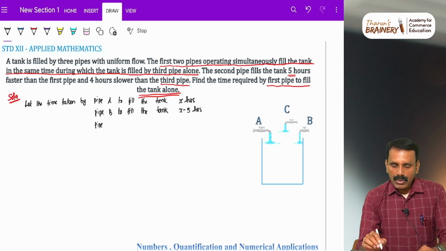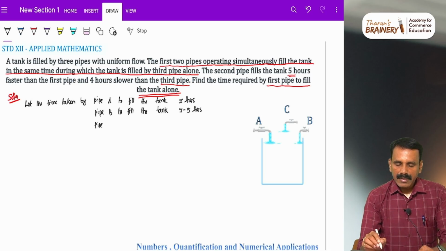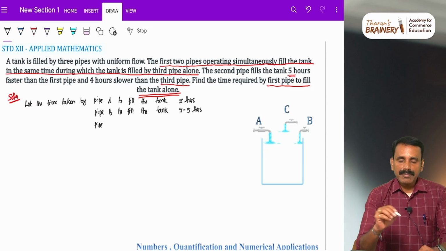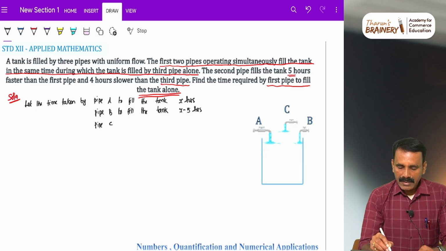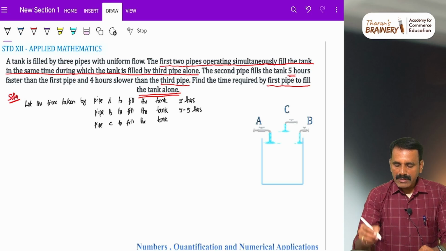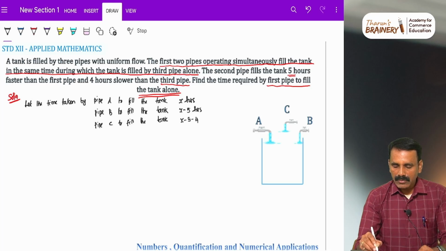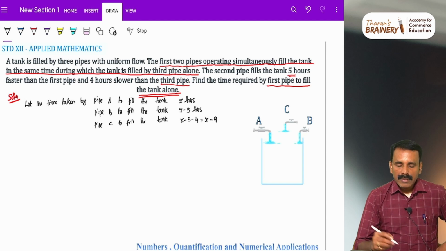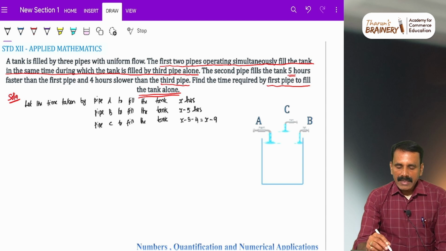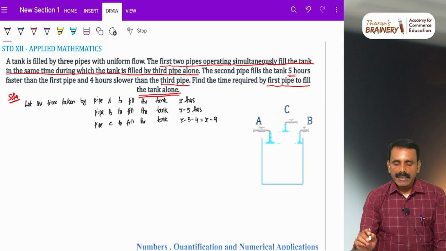And pipe B is slower than pipe C, which means pipe C is faster than pipe B. So, pipe C fills the tank in 4 hours lesser than pipe B. So, it is x minus 5 minus 4, which is equal to x minus 9. Is it clear? Pipe B is faster than pipe A by 5 hours and pipe B is slower than pipe C by 4 hours. So, when you write for pipe C, it is x minus 9.